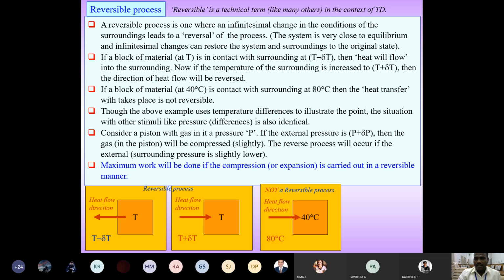So this is an example of a not reversible process. If the temperature of the system is 40 degrees Celsius and the temperature of the surroundings is 80 degrees Celsius, we can't have this heat flow direction reversibly. The heat flow will be from the surroundings to the system. So this is not a reversible process.